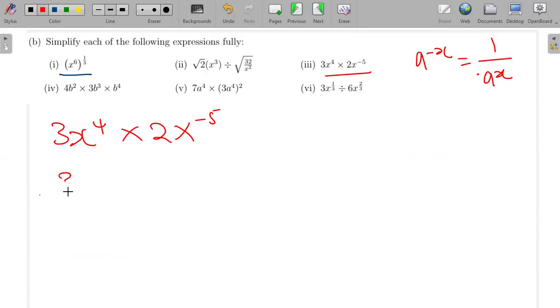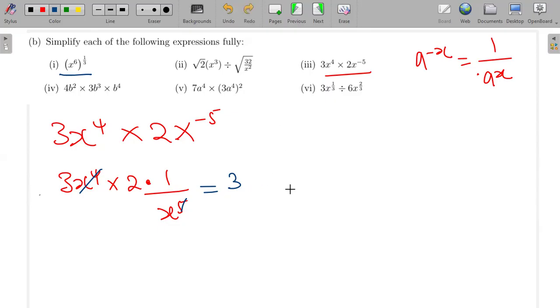So I'm going to have 3x to the power 4 multiplied by 2 multiplied by x to the power minus 5. I'll write it as 1 over x to the power 5. If I do that, I see that I can cancel x to the power 4 there, and I can cancel x to the power 4 here, meaning I'm just going to remain with what? X. Because 4 of those x's have cancelled with this.